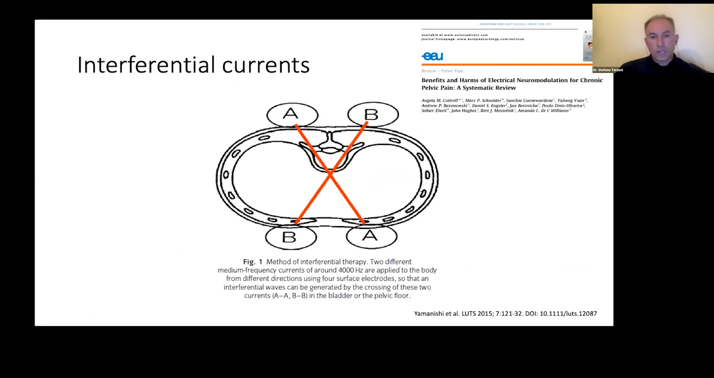So interferential treatment. This is a coronal view of the human body, of course. This is the spine. And in this paper by the European Association of Urology, this treatment is described in excellent detail. But basically, two different medium frequency currents of around 4,000 hertz, this can be, of course, regulated with the machine, are applied to the body from different directions using 4 surface electrodes. You will see them here. So a sort of cross of interferential waves can be generated by the crossing of these two currents in the bladder or the pelvic floor.